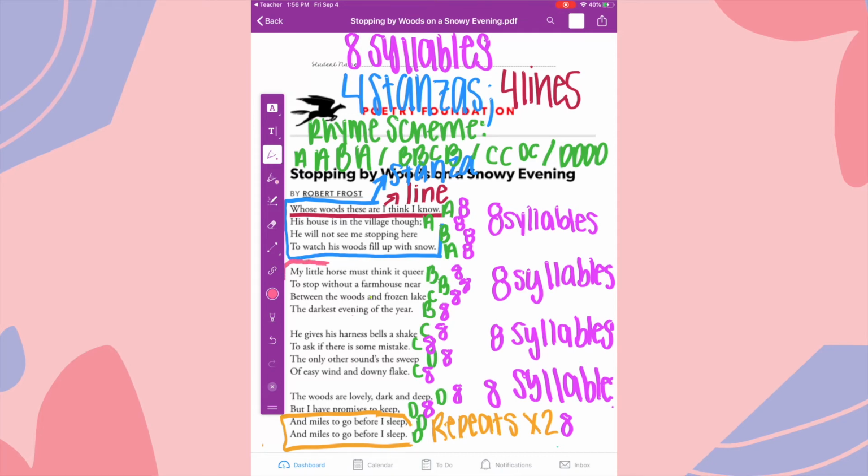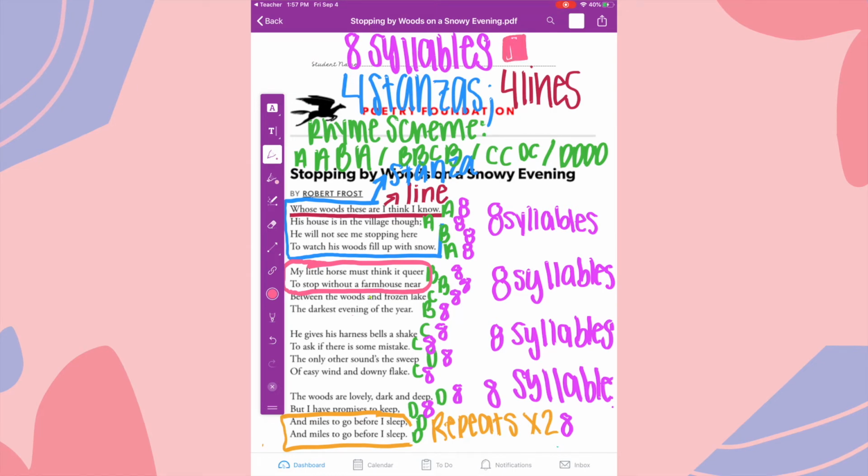So, this one here, my little horse must think it queer to stop without a farmhouse near. This is one complete thought that flows between 2 lines. So here, queer being strange or weird, using the definition from the late 1800s to early 1900s, this sentence reads, my little horse must think it's really weird that... And then it flows into the next line that we're stopping at this farm without that we're stopping in this area and there's no farmhouse over here. That's strange. So this is an example of enjambment.